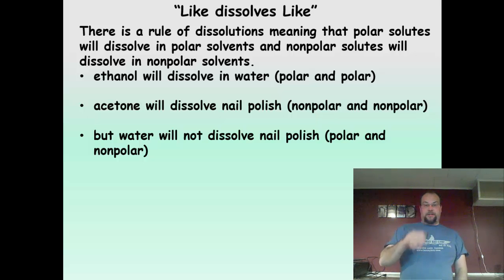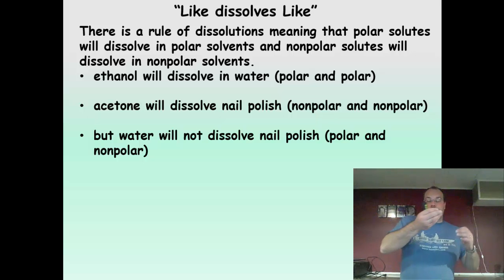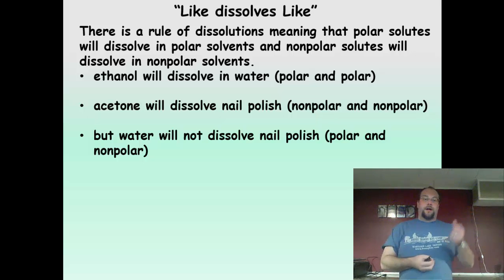Okay. And so then there's this rule of thumb, right? This is the last slide, I'm pretty sure. The rule of thumb is that like dissolves like. This means that if I have a polar solute or ionic solute, polar solvents will dissolve it. So for example, NaCl and water, an ionic solute and a polar solvent, water and salt dissolve.